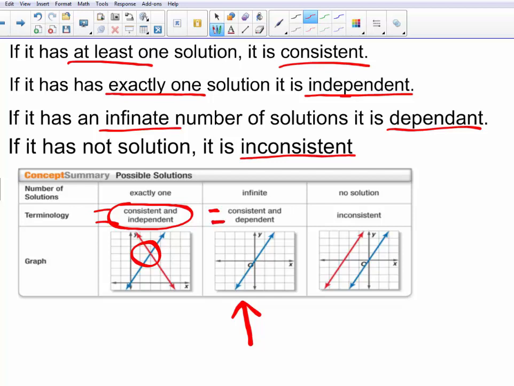Okay, and the third one over here, you have two lines that are parallel. They will never intersect. They'll never touch. They are labeled as inconsistent. There is no solution to that, because the solutions to these linear systems are where that common point is, that point or points of intersection. Again, pause it if you need to, rewind it, watch it again.